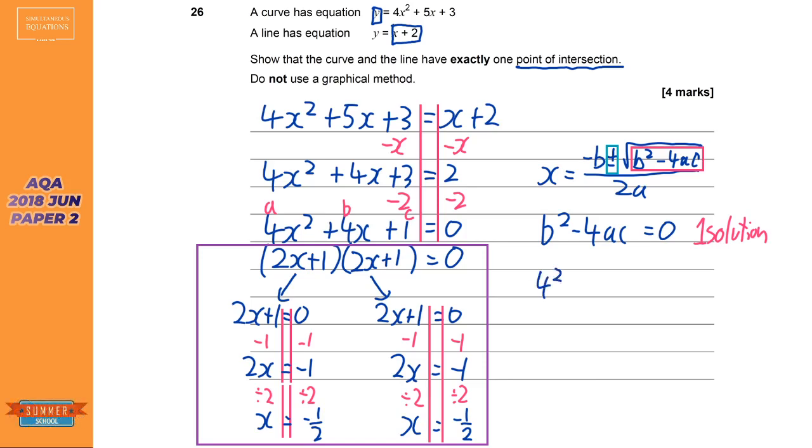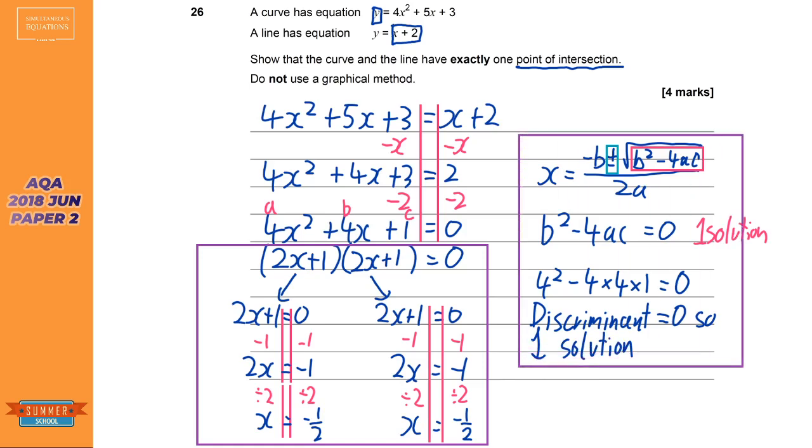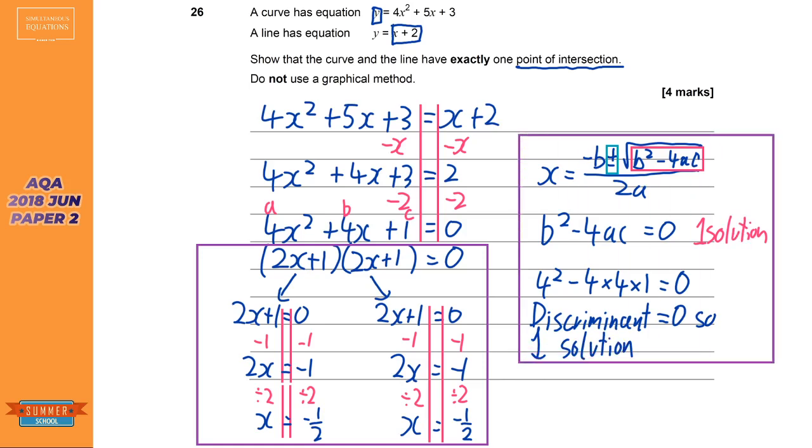So b is 4 squared minus 4 times a, which is 4, times c, which is 1. And when you do that, that's 16 take away 16. So that just equals 0. So the discriminant equals 0, so one solution, and that might be a better way of answering the question because there's less working out.